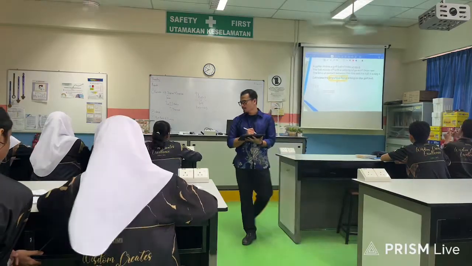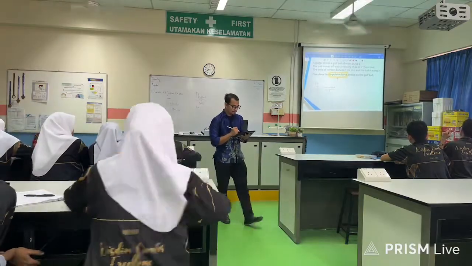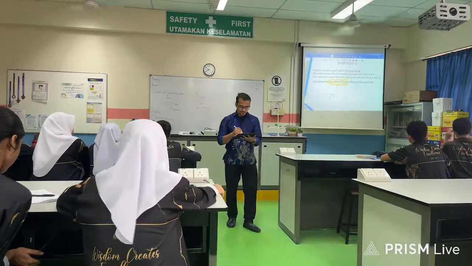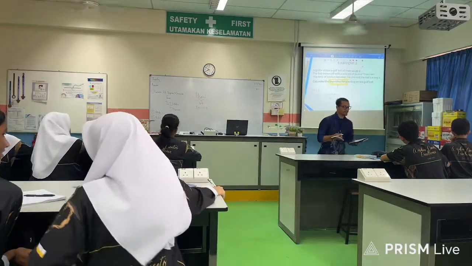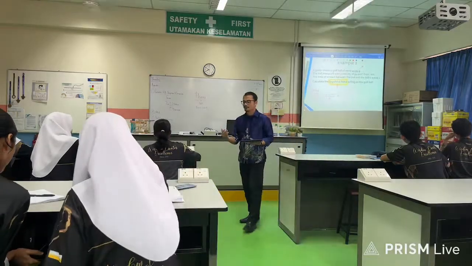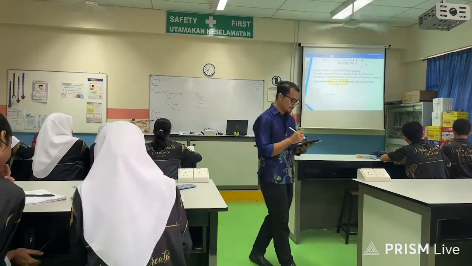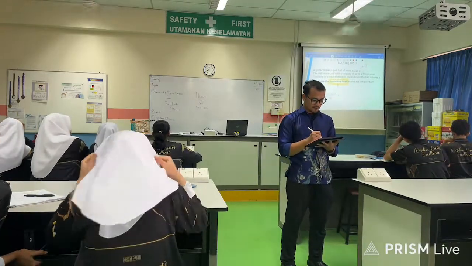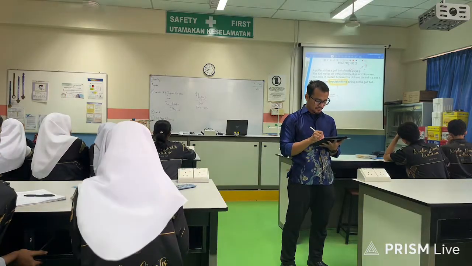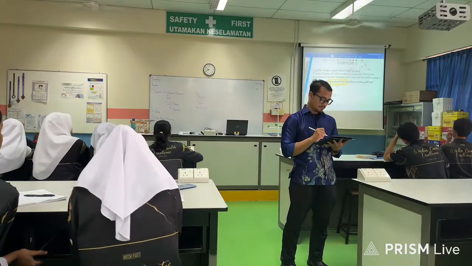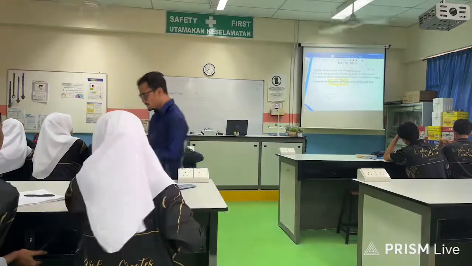Okay, let's substitute the value. Before we substitute the value, you need to make sure every single value is in SI unit. So grams, is it in SI unit? What is the SI unit for mass? kg, okay? So grams must be divided by 1000. So 0.046 kg, rounded off.